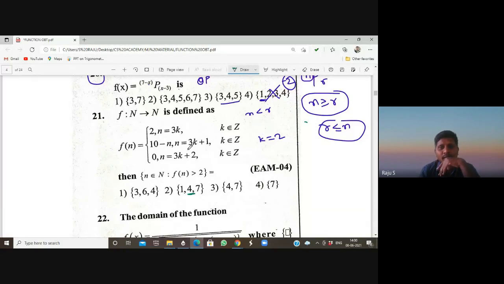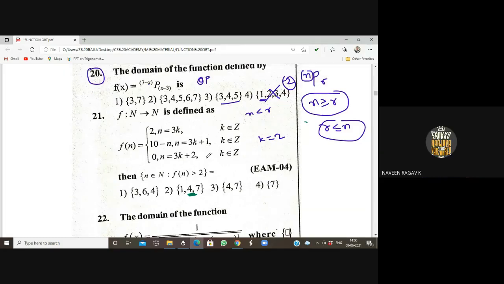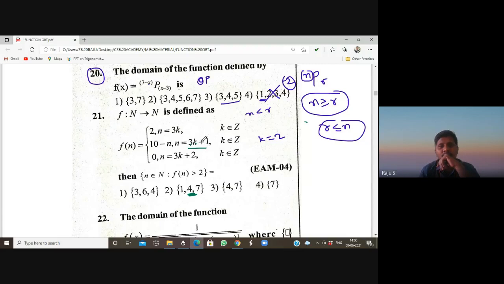Which one of the following cases does n equal to 4 satisfy? First one, second one, or third one? For what value of k will we get 4? Second one. Again, k is equal to 1, 3 into 1 plus 1, which is 4. Substitute 4 here, 10 minus 4 is 6, and 6 is greater than 2. So 1, 4, 7 is absolutely right. But what about 3? If 3 is there, the first option is right, so we have to check all the options.